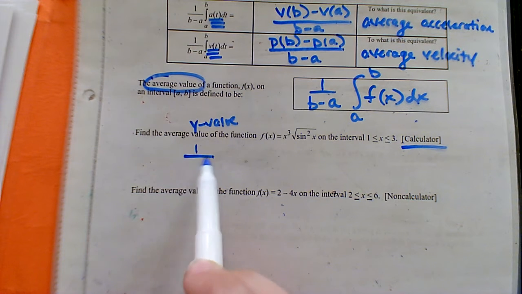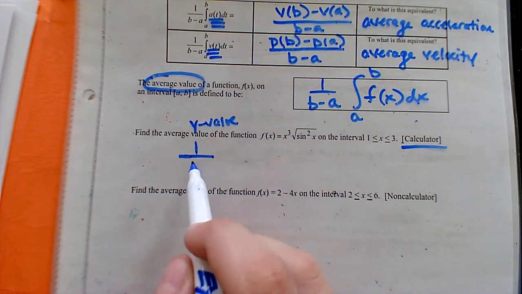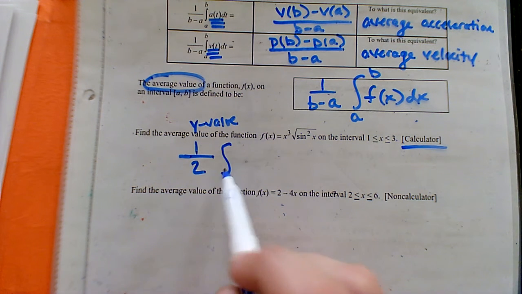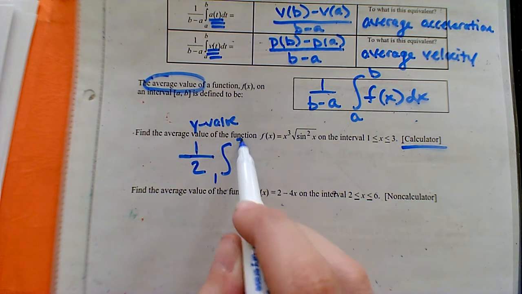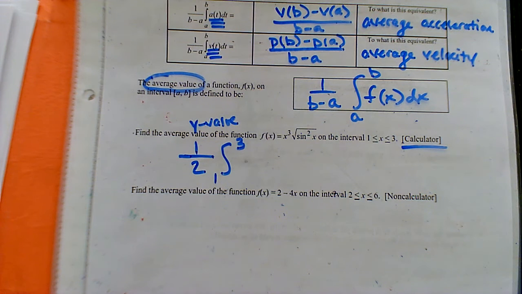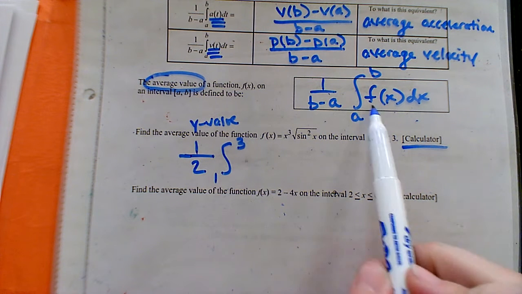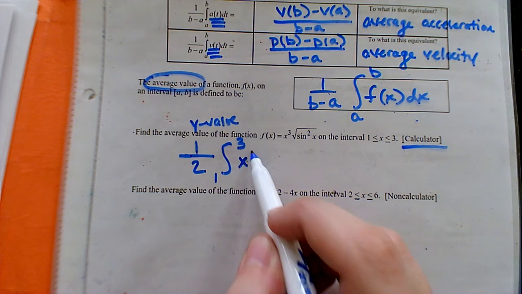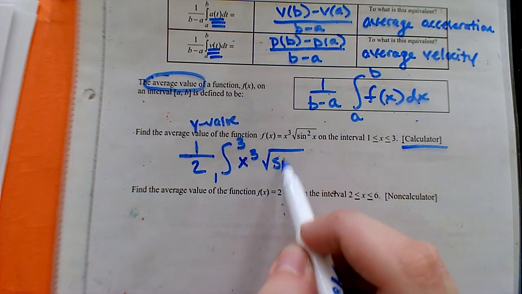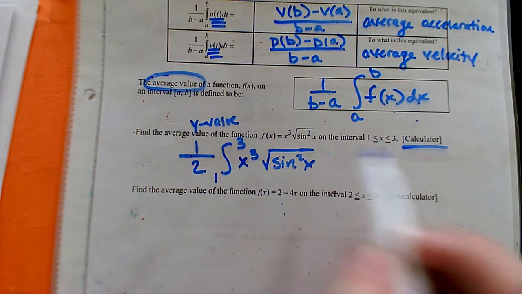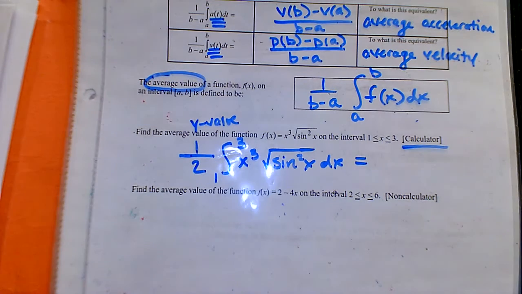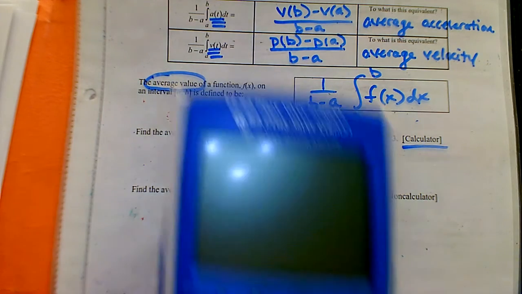We need 1 over the difference of the bounds, 2, right? If you go from 1 to 3, that's a difference of 2, times the integral from 1 to 3. And then we simply need the function that we want to find the average for. So that would be x to the third square root of sine squared x dx. So we're going to go ahead and try to type that into our calculator.